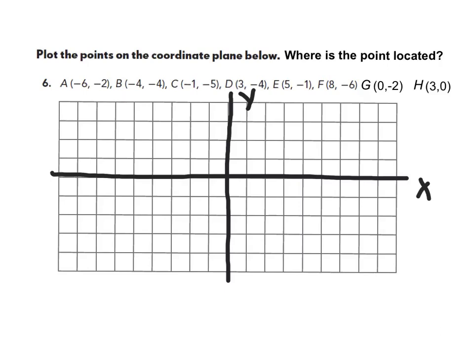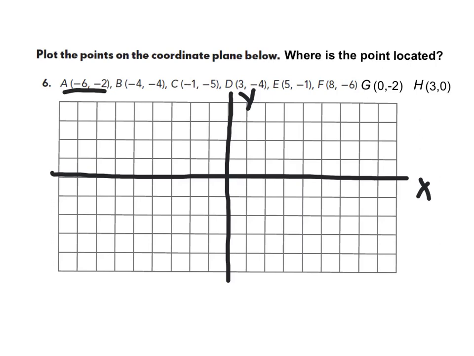When plotting points, we have to remember that the first coordinate, the x-coordinate, should always come before the second coordinate, which is the y. So what we'll do first is start with letter A. And with letter A, we're going to make sure that we make our move on the x-axis before the y.